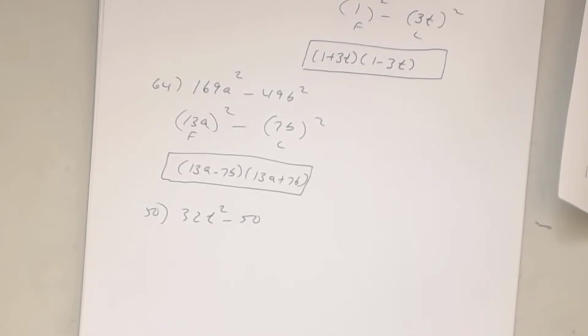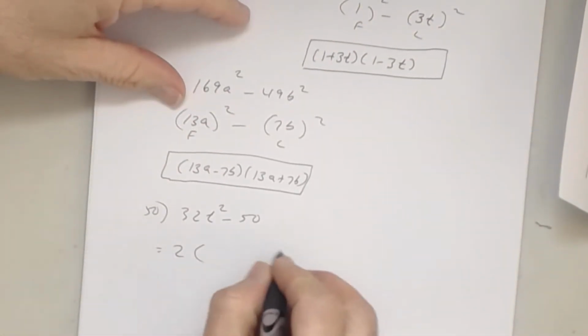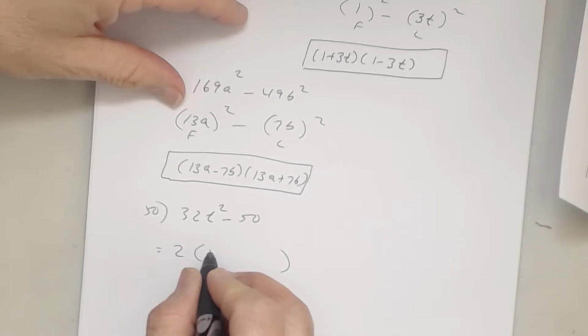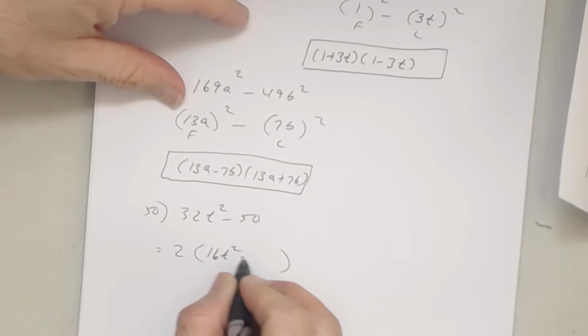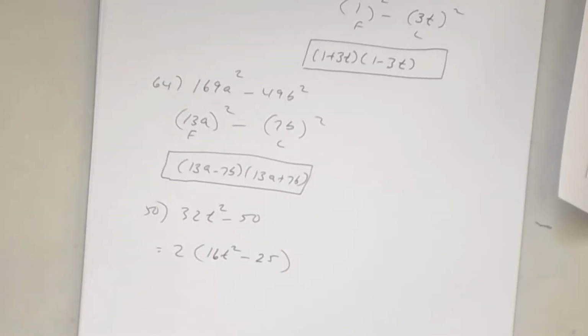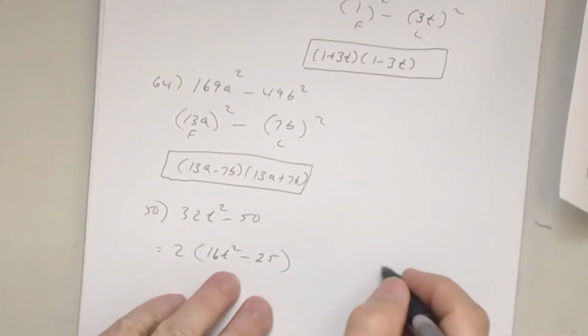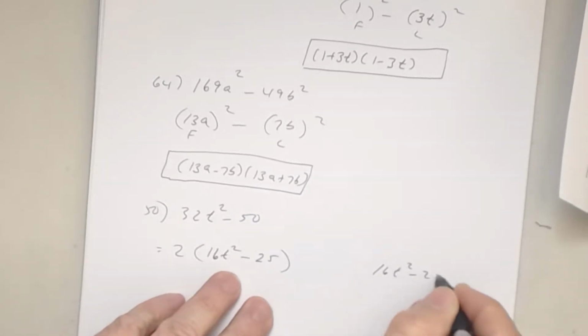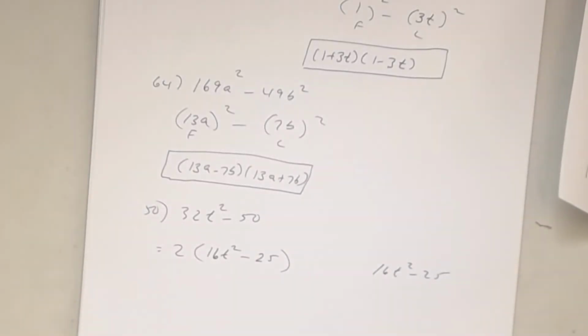Okay, but you got to remember the first thing you have to do always is look for the GCF. What's the GCF? 2. So you're going to say, all right, this is going to be 2 times what? 16t squared minus 25. Okay? Just like you did in the past, though, you got to look at the parentheses and ask yourself, can I do anything more with it? So here's my parentheses right here, 16t squared minus 25. What do you notice about that?